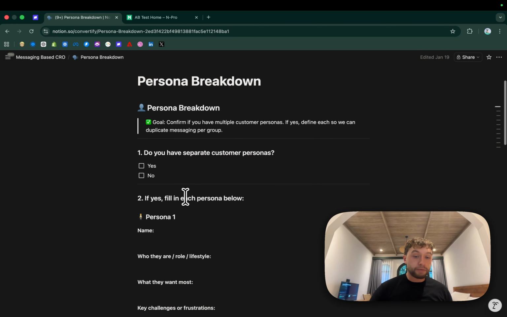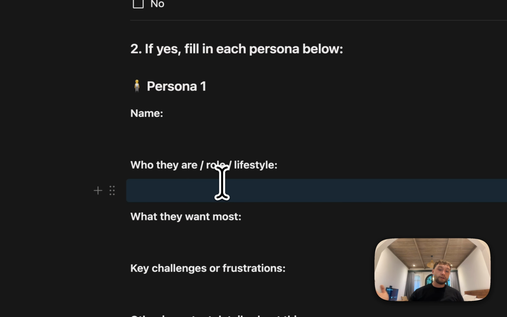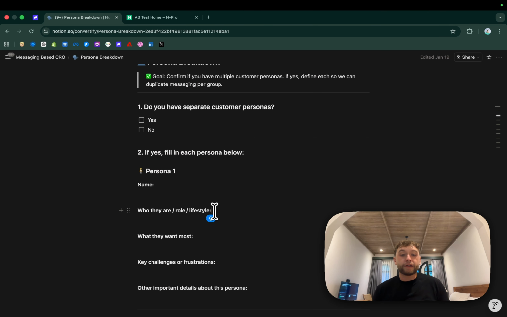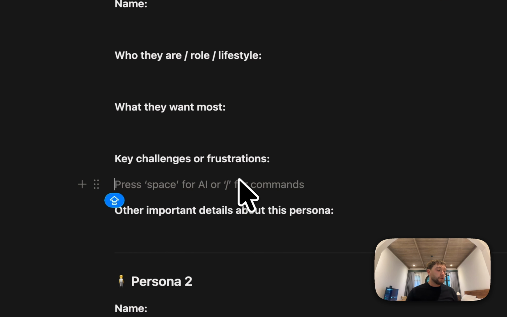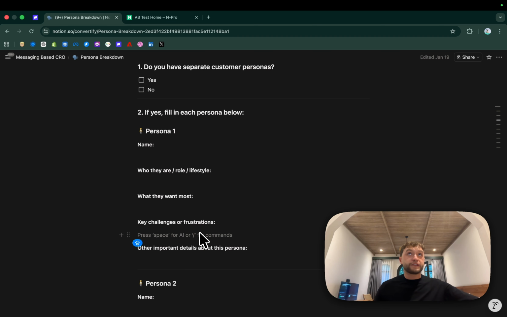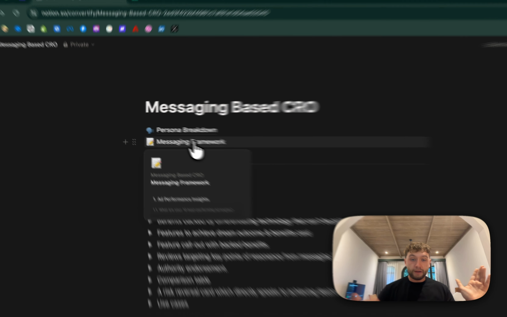So you want to fill in, do you have separate personas? Who are they? What are their roles and lifestyles? This isn't really what the persona build is about, but it's worth putting down who they are, their role and their lifestyle. What really matters is, what do they actually want, and what problems do they have? What are their frustrations? So it's more their current pain points and the outcomes that they want. You want to fill that in first.